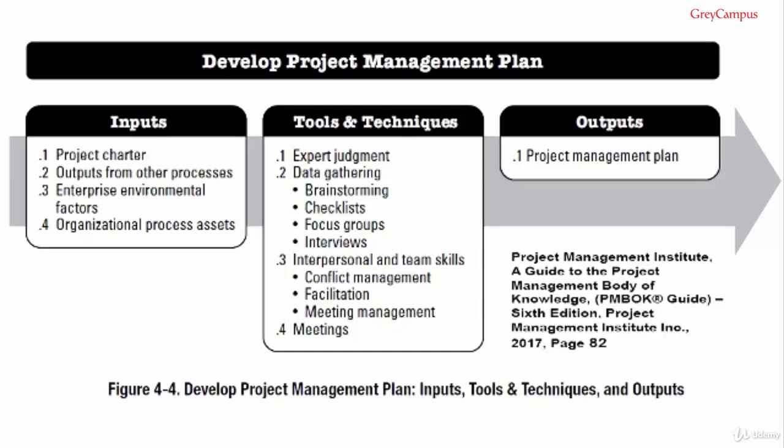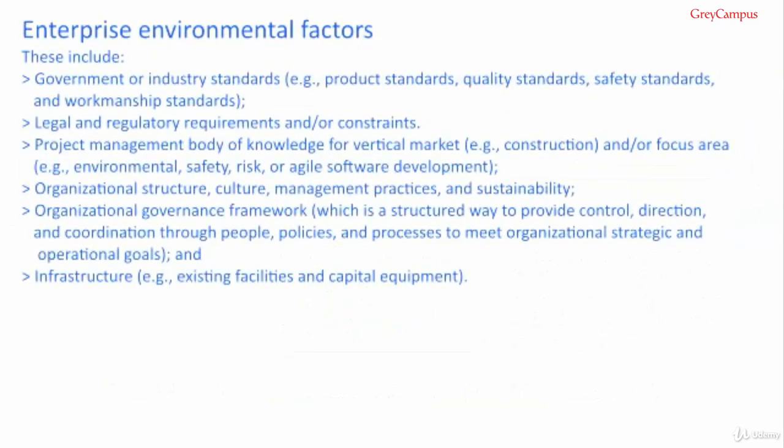Input number 3 is the enterprise environmental factors that can influence the develop project management plan process. These include government or industry standards, e.g. product standards, quality standards, safety standards and workmanship standards, legal and regulatory requirements and/or constraints. A requirement is something you must do. For example, you must provide a safe workplace for your staff, and a constraint is something you can't do. For example, you can't release personally identifiable information from a database.